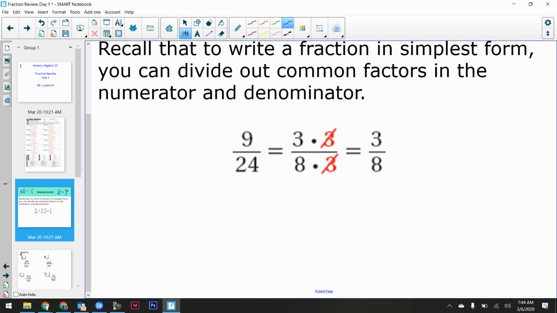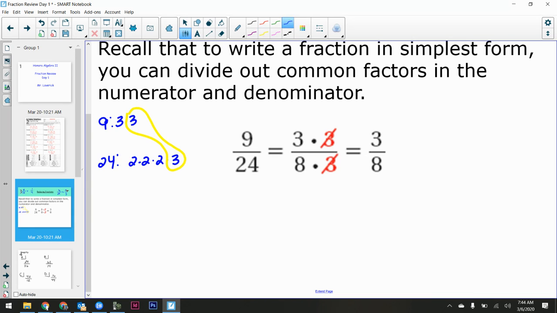Like if I'm looking at 9 and 24, the prime factorization of 9 is 3 times 3. The prime factorization of 24 is 2 times 2 times 2 times 3, right? Because it's 8 times 3, or 24. So the GCF here is 3 because they share the biggest factor of 3. If they shared multiple, you'd bring them all down and then you multiply out.